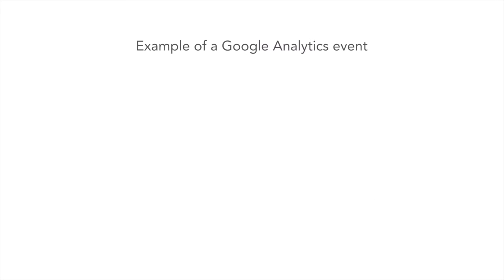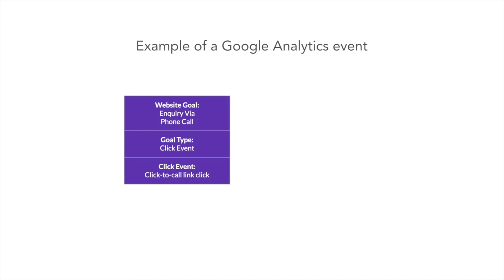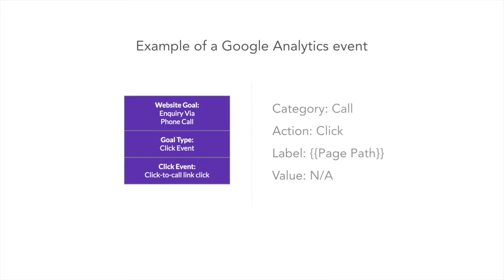Let's now take that and apply it to setting up the click-to-call event in Google Analytics. Okay, from our KPI roadmap, we know a goal we need to be tracking on our website is inquiries from phone calls. The type of goal we're going to set up is a click event, and the click event that we'll be setting this on is our website click-to-call links. The category that we're going to set this event up under will be a call. The action the user will take to trigger this event will be a click. The label that we want to attribute this event to will be the page URL that the event was captured on, and we're going to leave the value blank because it doesn't apply to us in this scenario.